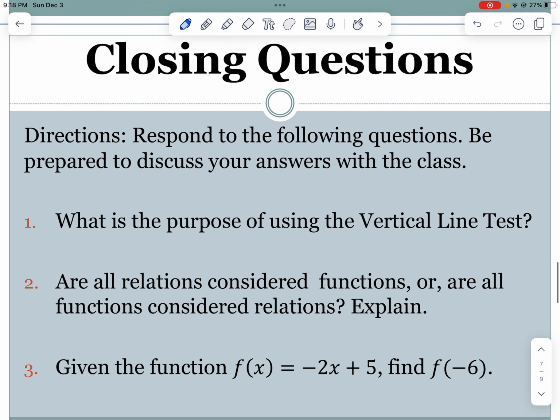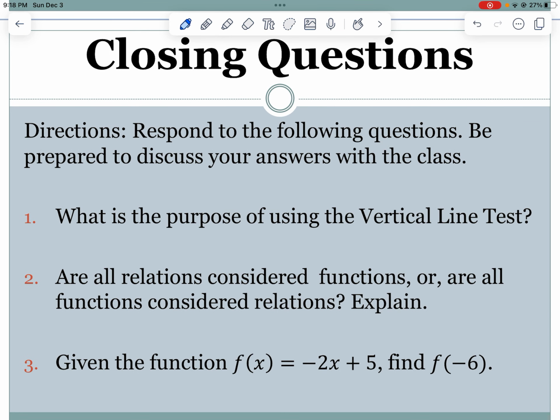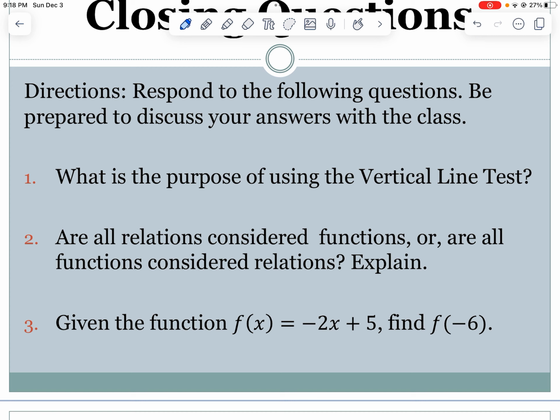So my closing question is, what is the purpose of using the vertical line test? Are all relations considered functions, or are all functions considered relations? We'll talk about that. And given this function, I'd like you to find f of negative 6.